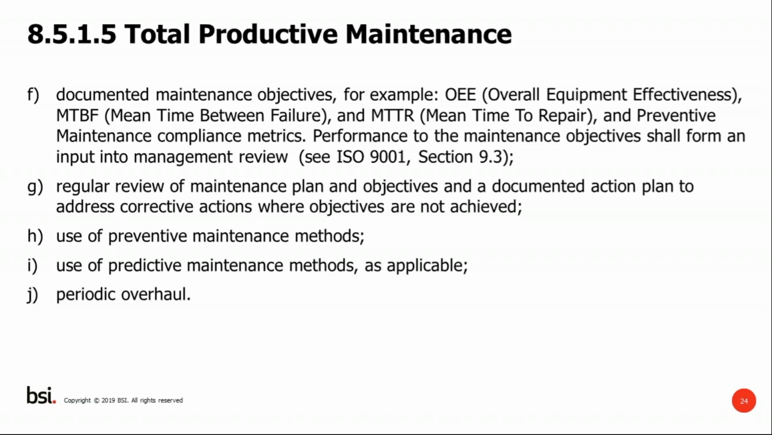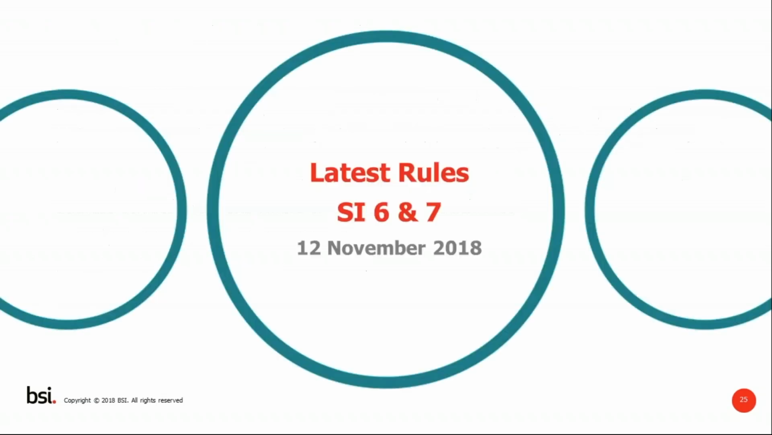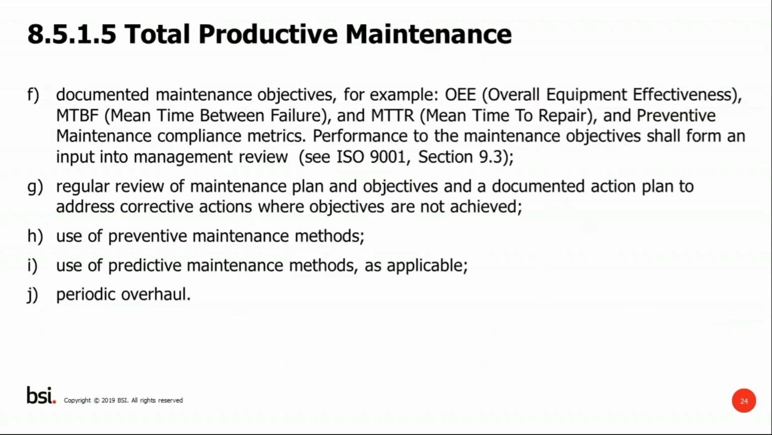As much as we look at performance in terms of delivery, cost and quality, we need to ensure that the maintenance objectives are regularly reviewed during management review. Where failing, there should be an action plan to address corrective actions where objectives are not achieved, use of preventive methods, use of predictive methods as applicable, and periodic overhaul. Okay, so some interesting areas in terms of the top 2 minor non-conformities.